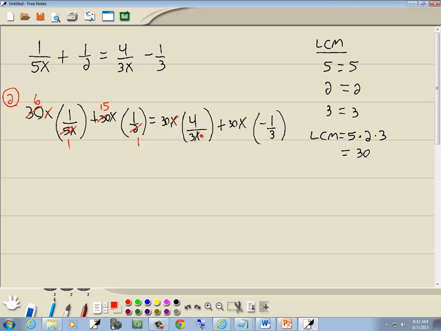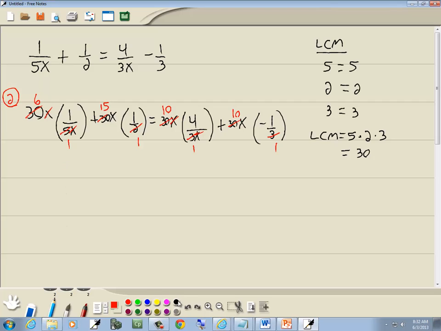These x's cancel here. 3 and 30 are both divisible by 3. 3 divided by 3 is 1. 30 divided by 3 is 10. And 3 and 30 are both divisible by 3. 3 divided by 3 is 1. 30 divided by 3 is 10. So we're left with 6.